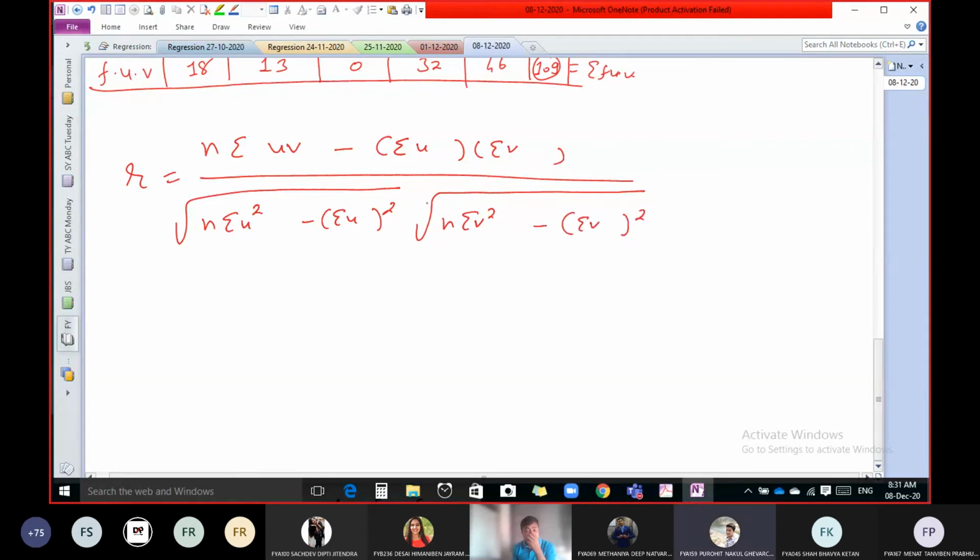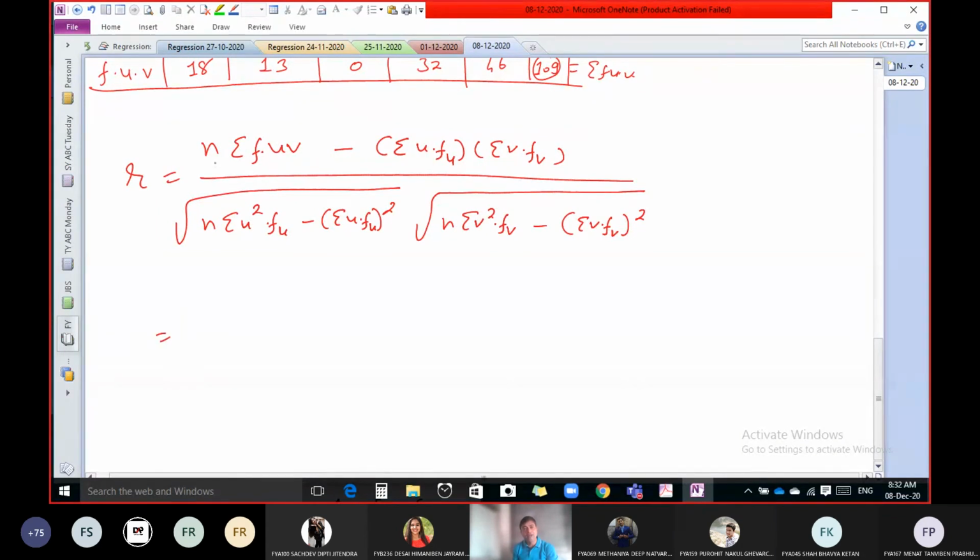But because frequency is there, everywhere when there is a u, you have to multiply with fu. If there is a v, then multiply with fv. Here there is a u, so multiply by fu. Here v, so multiply by fv. And here, because u and v both are there, simply multiply by f. And now we have all these values.